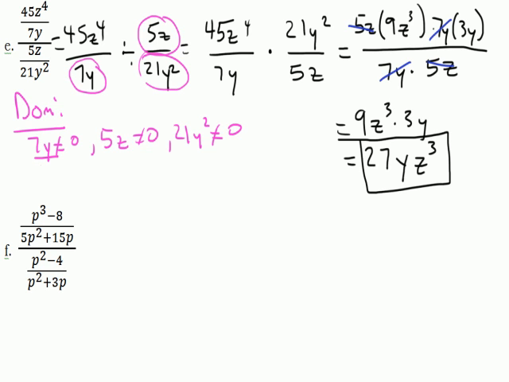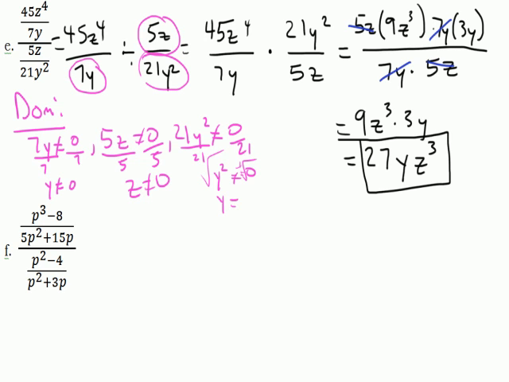Looking at this first expression, 7y doesn't equal 0. I need to get rid of the 7. I'll divide both sides by 7 and be left with y does not equal 0. Second expression, I'll divide both sides by 5. See that z should not equal 0. The third expression, I'll start by dividing both sides by 21. I'll get y squared doesn't equal 0. Taking the square root of both sides, it should be the plus or minus square root, really.